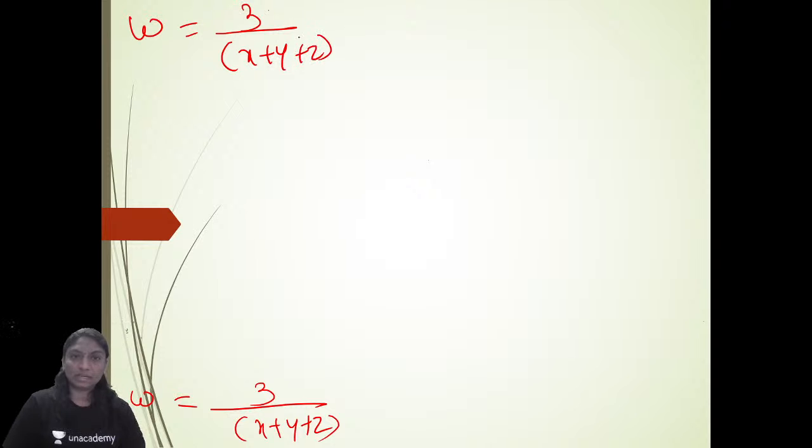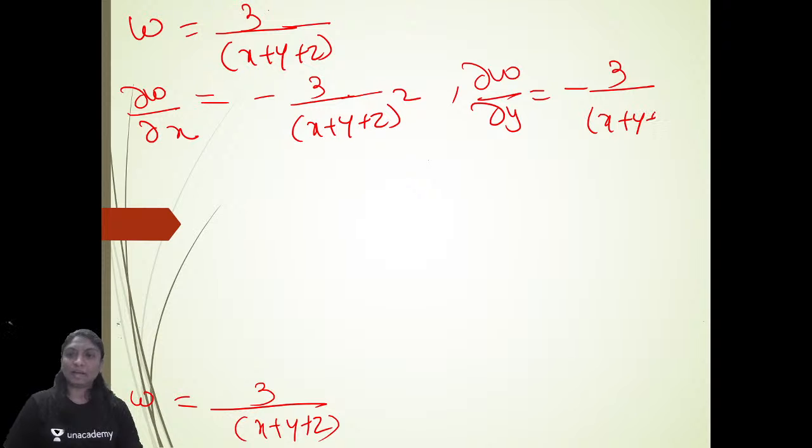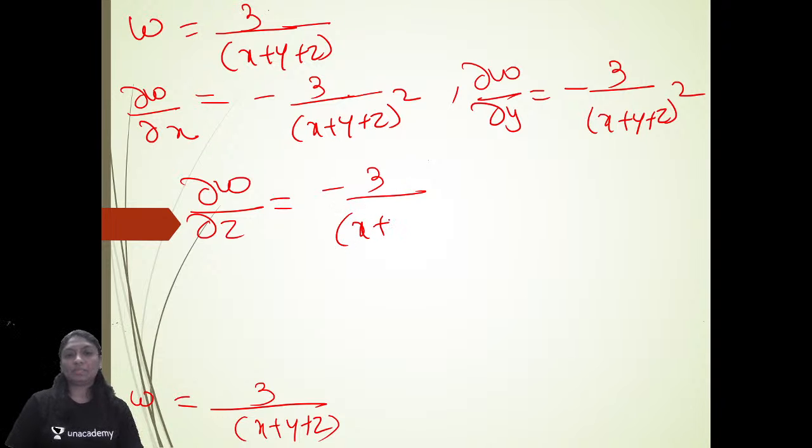Here w is equal to 3 upon x plus y plus z. So dw by dx is minus 3 upon x plus y plus z bracket square, that is minus 1 upon u square into derivative of u with respect to x, which is 1. Similarly, dw by dy is minus 3 upon x plus y plus z bracket square. Similarly, dw by dz is minus 3 upon x plus y plus z bracket square.